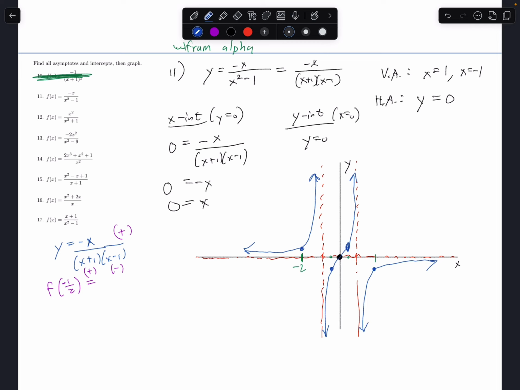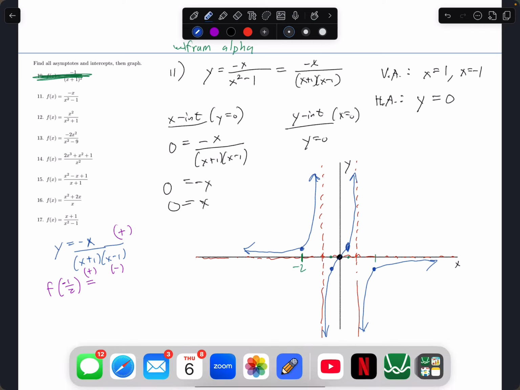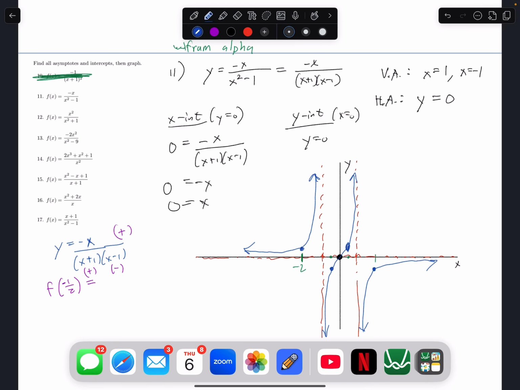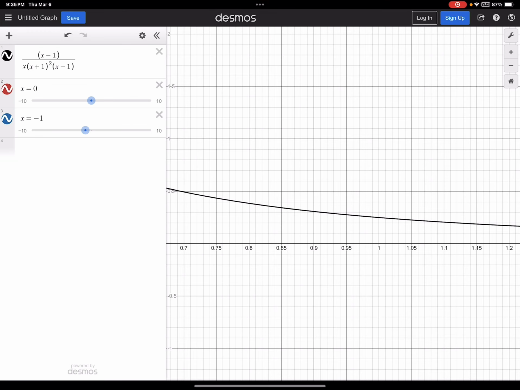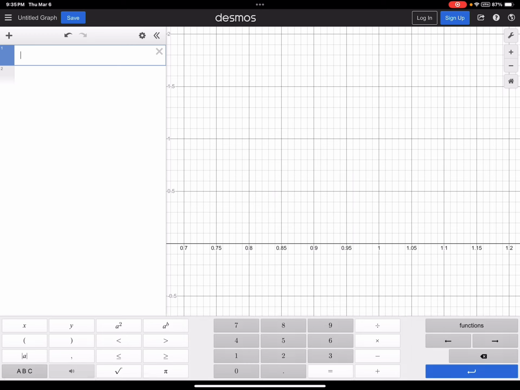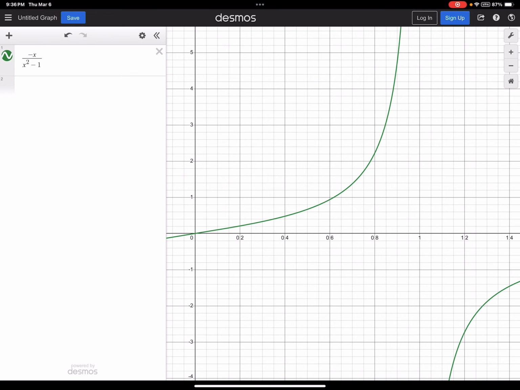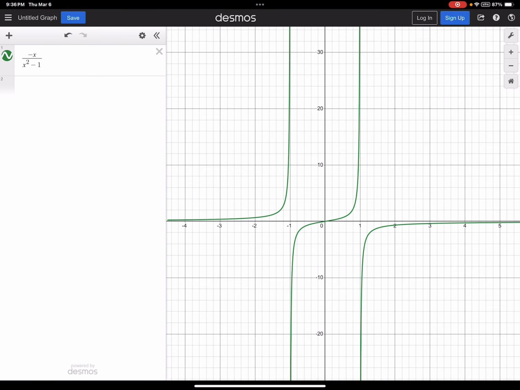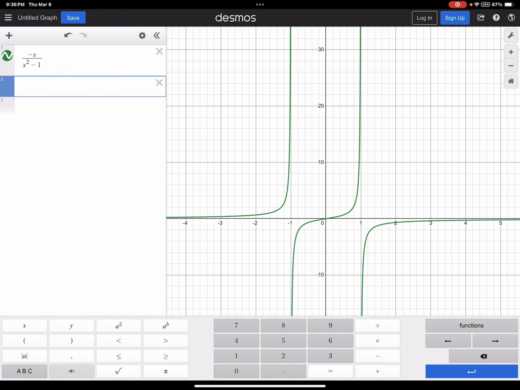Okay, let's take a look at this one since we graphed it, and let's see what happens if I compare this to the Desmos version. So negative x over x squared minus 1. Negative x over, wait. There we go. Negative x. The bottom is x squared minus 1. Okay, it's a moment of truth. Let's see. Oh yeah, see. Looks just like mine, right?